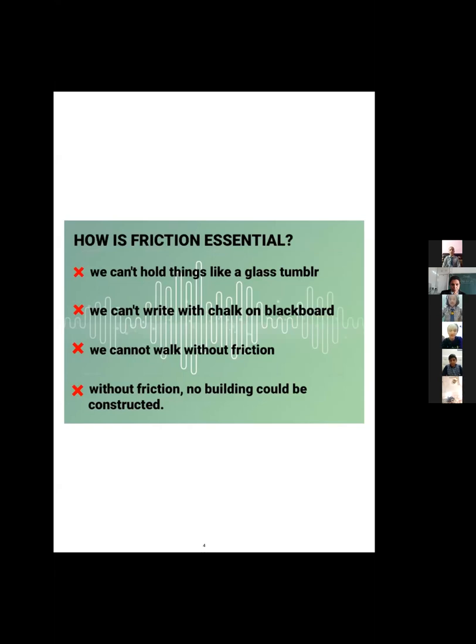How is friction essential? Now, I have some examples given below. First, we could not hold things like a glass tumbler and other things without friction, because it becomes very difficult to hold a greasy glass. Second, when we write with chalk on the blackboard, its rough surface rubs off some chalk particles which stick on the blackboard. It helps us to read what is written on the blackboard. Third, friction helps objects to move, stop, or change the direction of motion. So we cannot walk without friction.